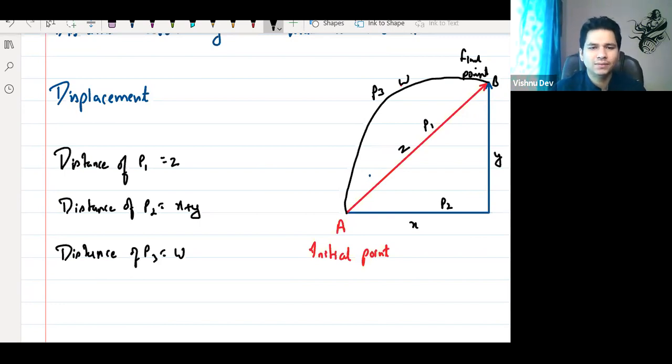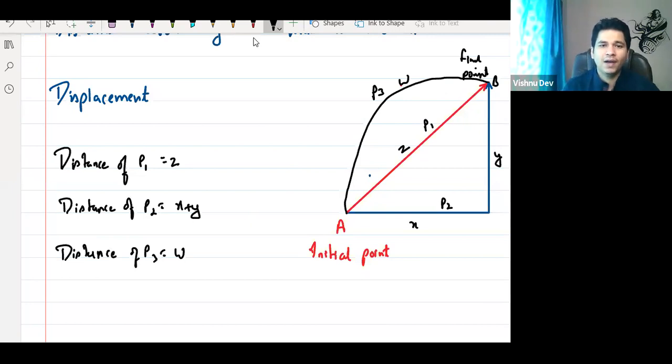Sir, distance is basically the length of the path. Pratik, I'm explaining: distance is basically the length of the path. So it depends on which path you are taking. You are taking this P1 path, or P2 path, this total X plus Y is P2, or you're taking this P3 path. So the length will be either Z or X plus Y or W depending on the path taken.